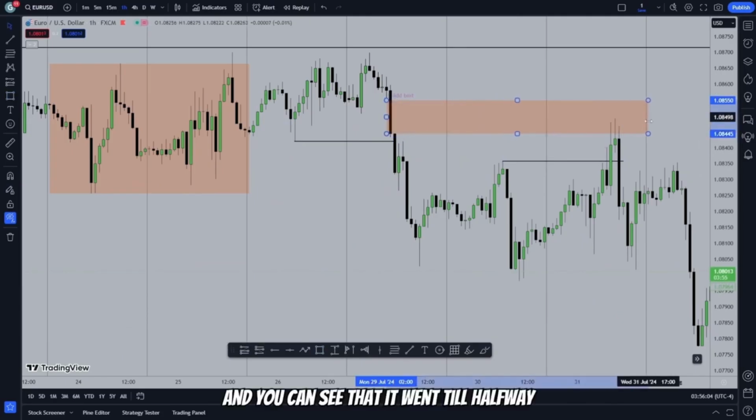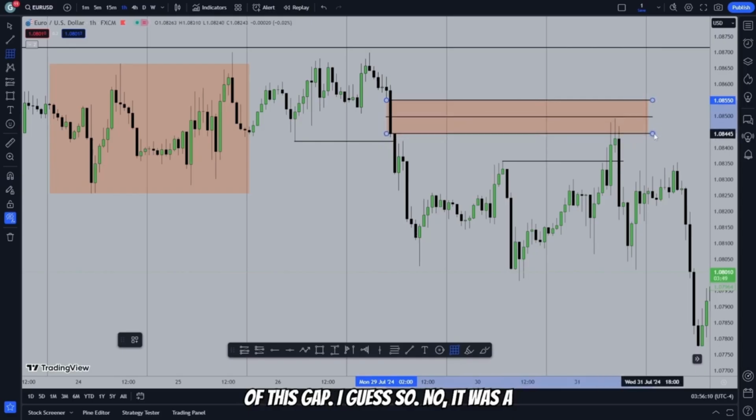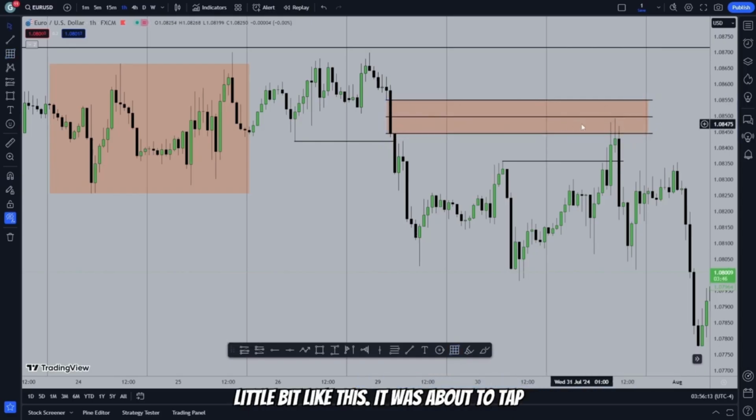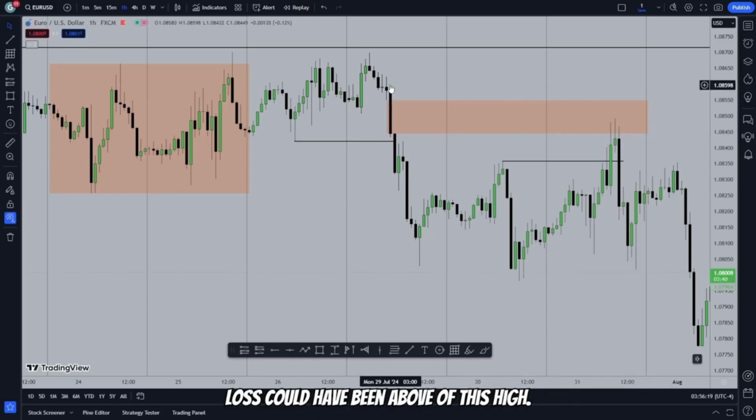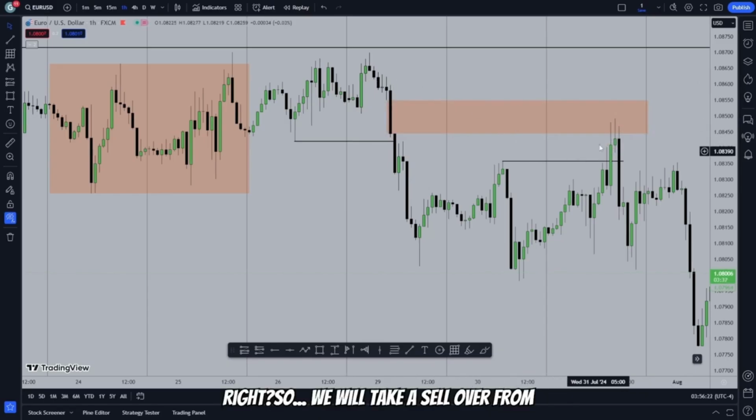And you can see that it went till halfway of this gap, I guess. No, it was a little bit like this. It was about to tap that. So you can see that you could have taken a sell from here and your stop loss could have been above this high, right? So we will take a sell from here.